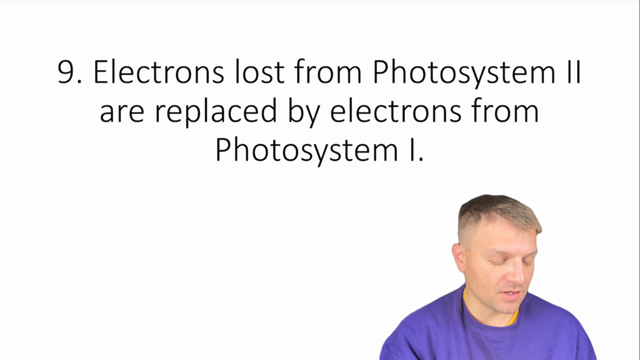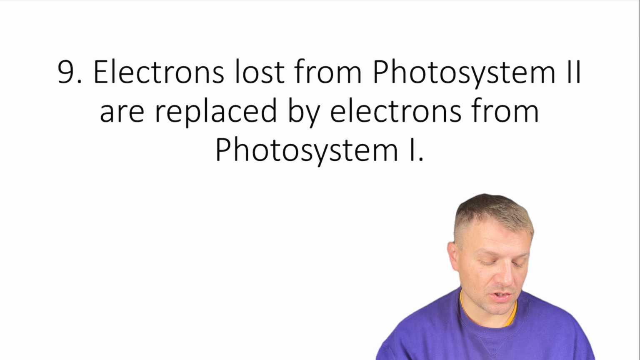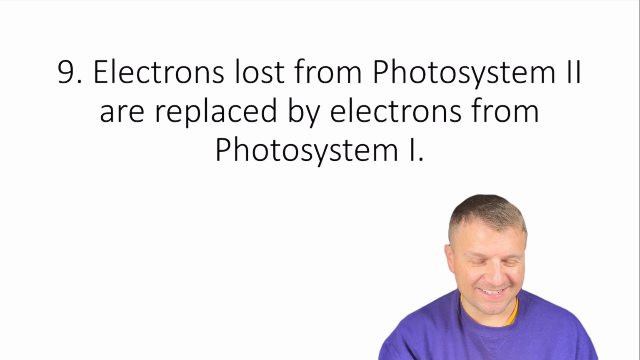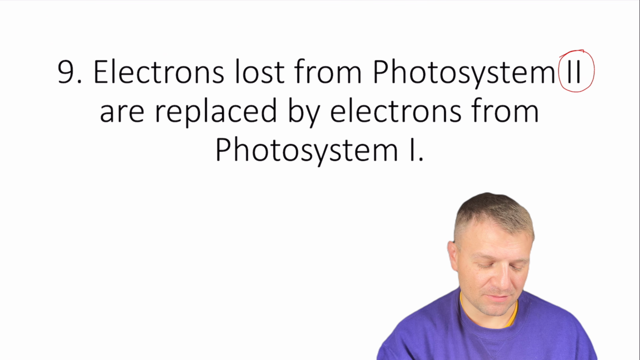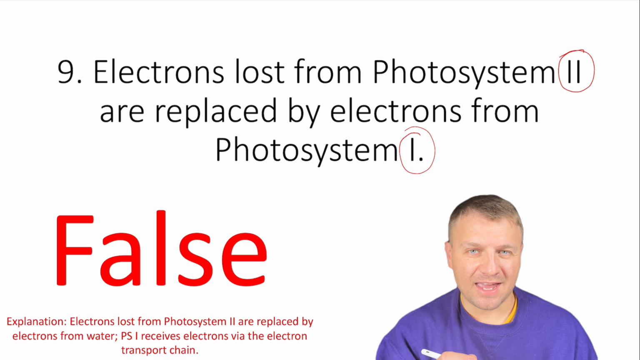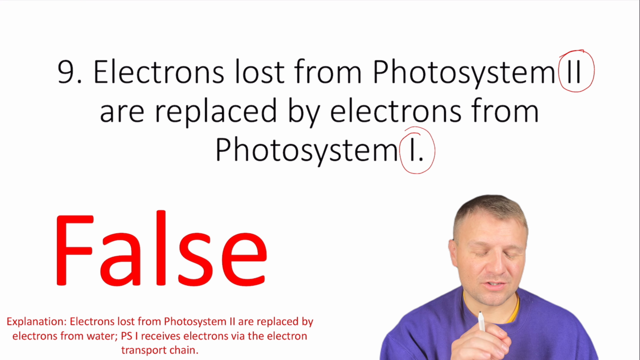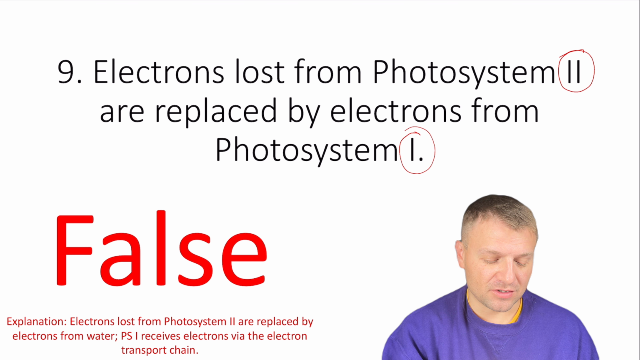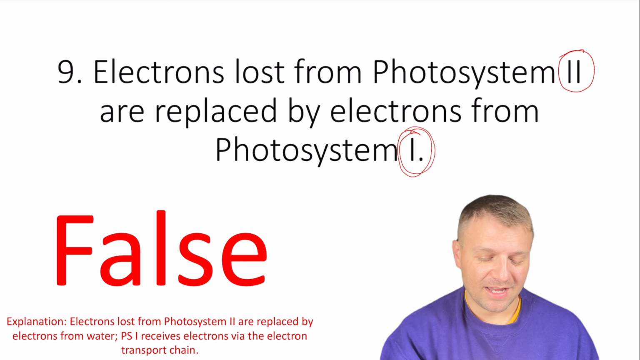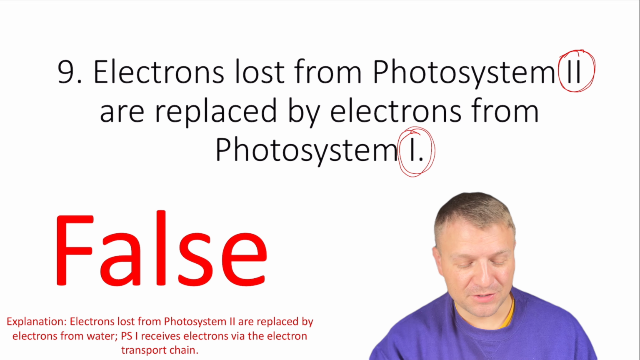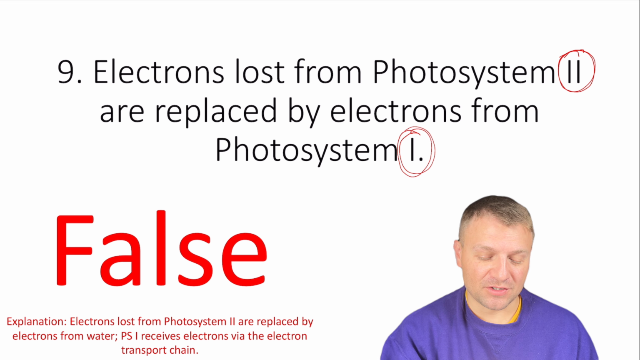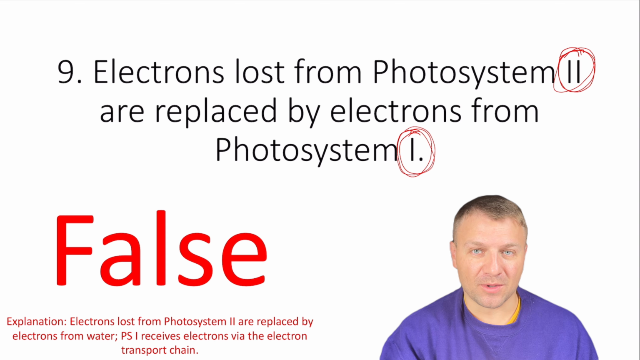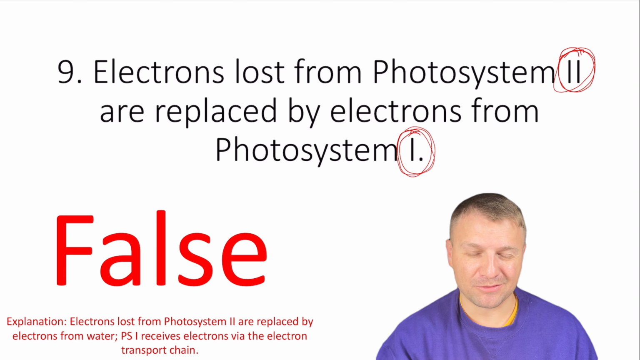Number 9, electrons lost from photosystem 2 are replaced by electrons from photosystem 1. Is this true or false? I'll give you a hint. This question is asking, do you know the difference between when photosystem 2 and photosystem 1 occurs? And this is a really interesting fact that during the discovery of photosynthesis, they found photosystem 1, named it photosystem 1, and then named photosystem 2, named it photosystem 2, but didn't realize that photosystem 2 came before photosystem 1, and they didn't relabel it, which blows my mind.